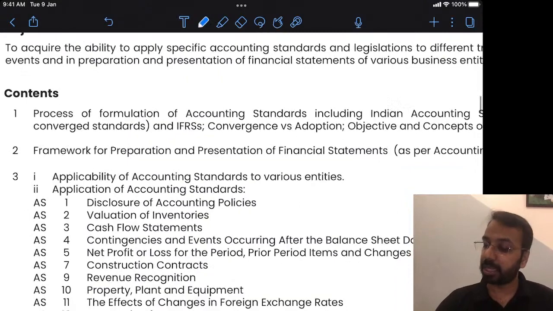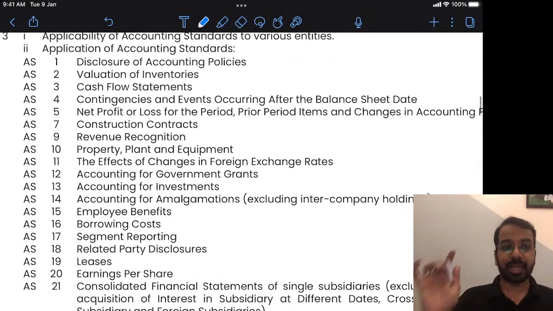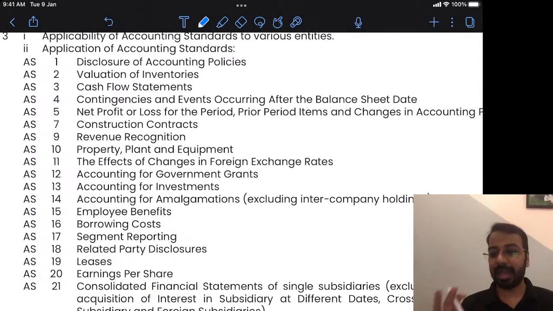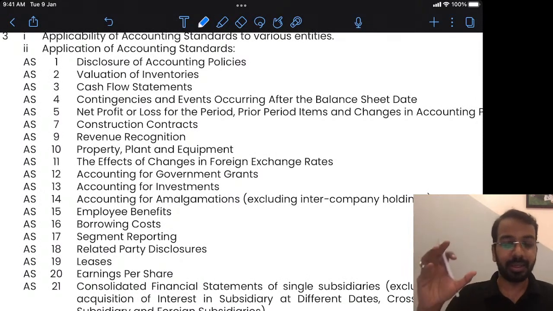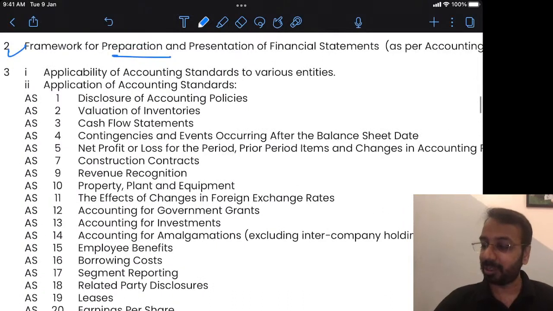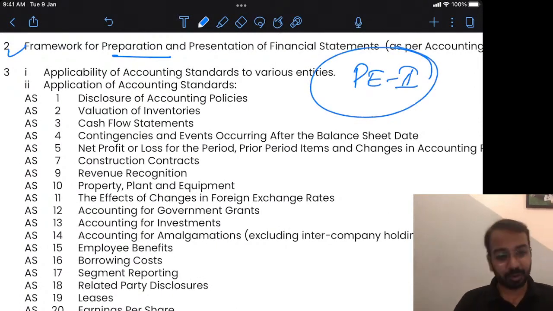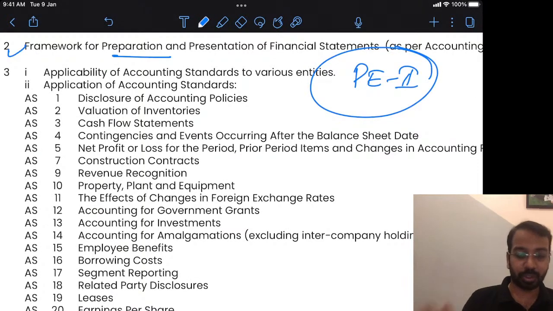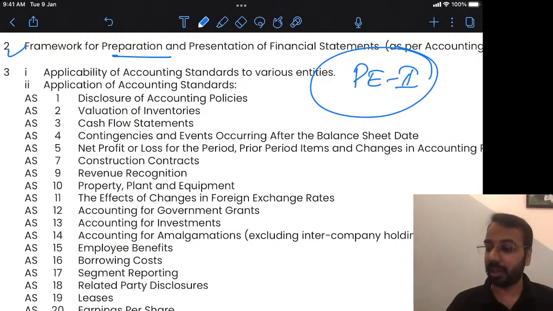Framework of preparation was there, process of formulation was there, but then all the accounting standards, let me repeat, all the accounting standards have been notified, and that makes the new syllabus really tricky and complex. Now this reminds me of my time at PE2 when we were given the entire set of accounting standards for preparation. Some of the topics they will exclude, so we'll need to look at the study material when they announce or publish it.